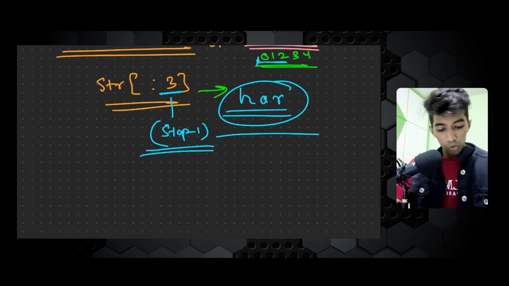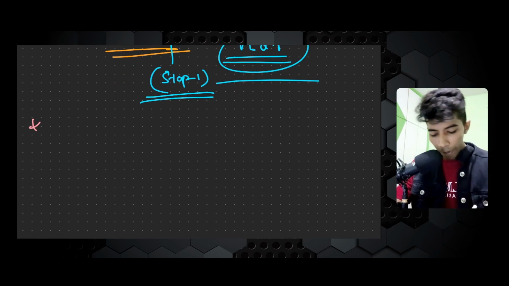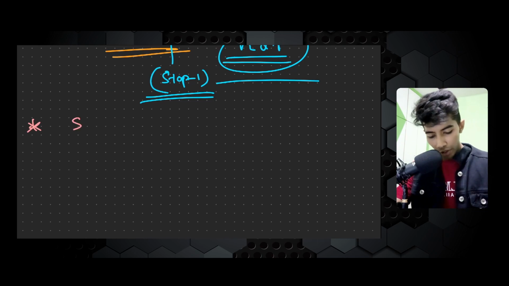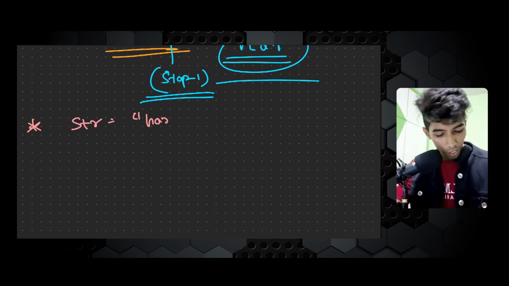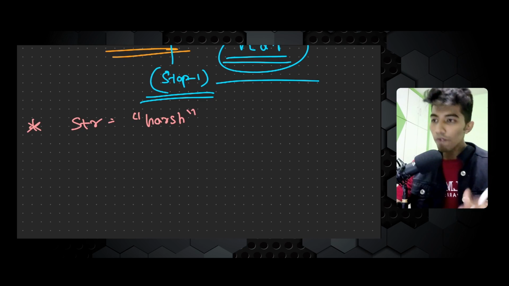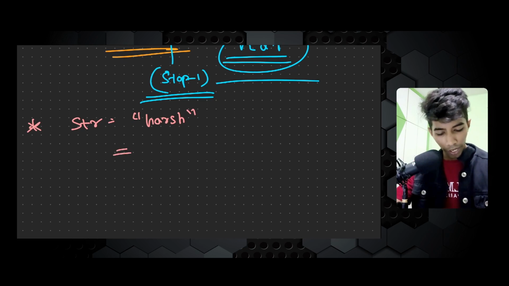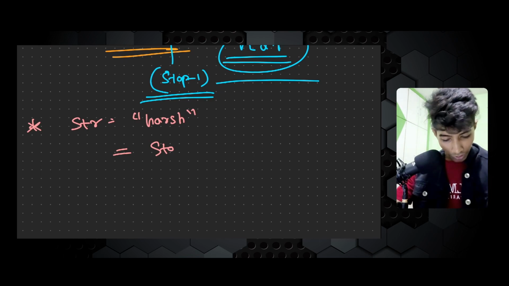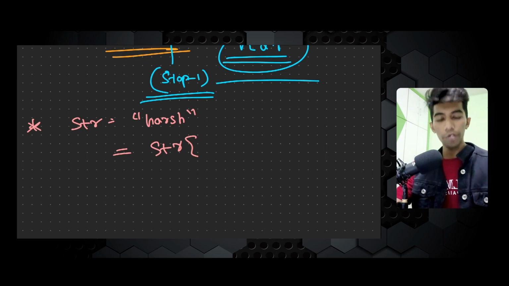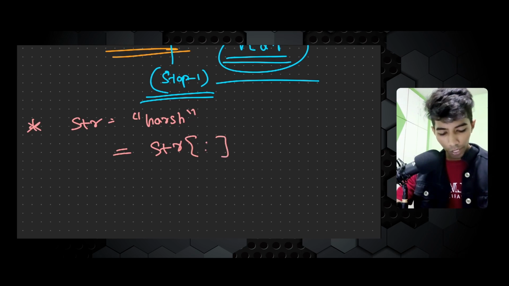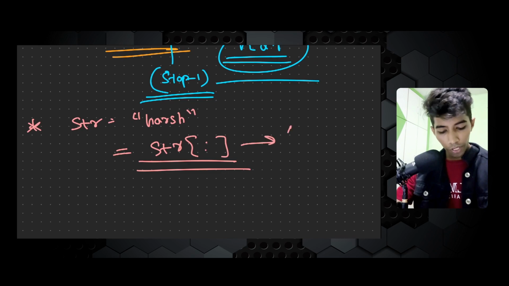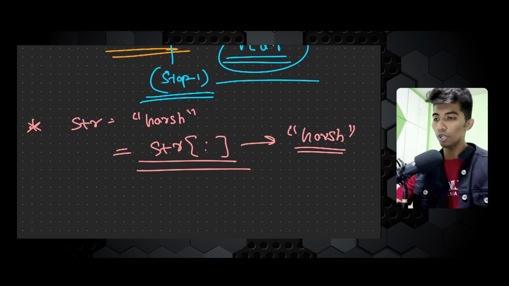Okay. So if we want a copy of a complete string, then what can I do? I can simply take a string named str, and give it HARSH again. And if I want a complete copy of it, then how can I write? I will just pass like this, with no stop, and it will give me the complete string. Got my point?